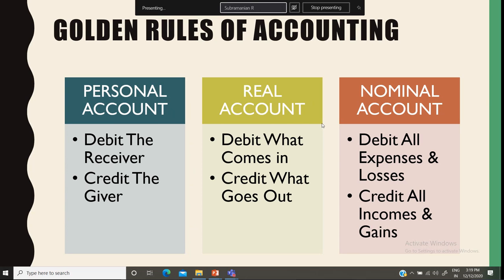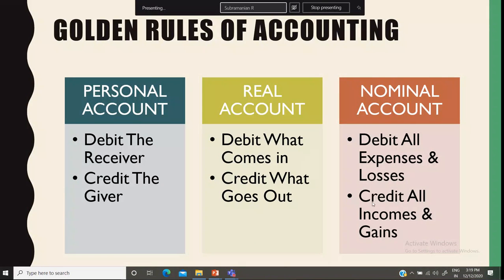Then only it has to be debited or credited. After that, we only have to think over debit or credit, whatever it might be. Similarly, in the nominal account, you are considering expenses and losses. Whatever expenses, if you are going to pay salary, then salary will be debited. If you are paying interest, then the interest account has to be debited.